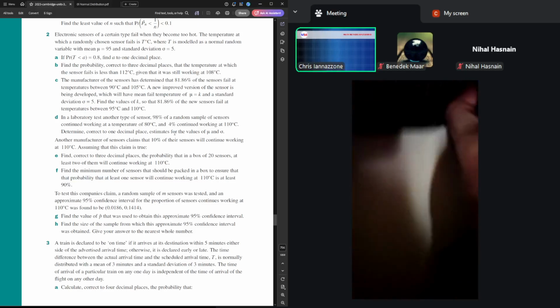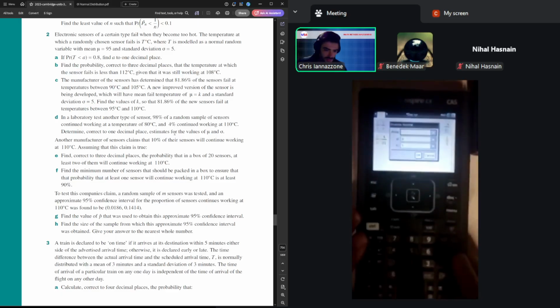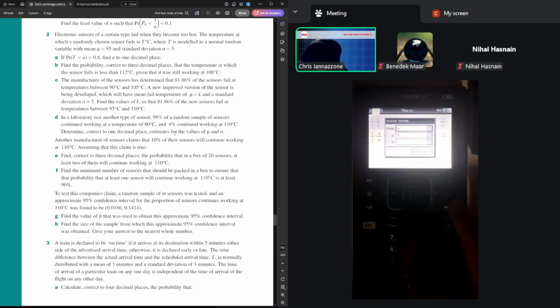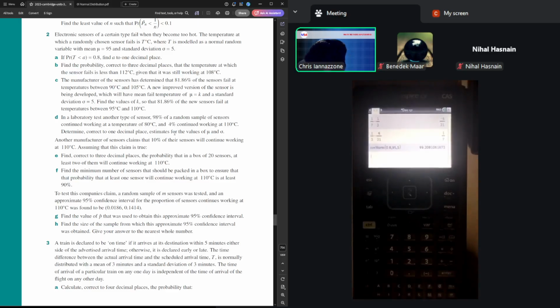And for our TI-Nspire CAS, it needs to be pointing left, which it already was. So 0.8, mean of 95, standard deviation of 5. That will get us the value of 99.2. We wanted to get to 1 decimal place there.